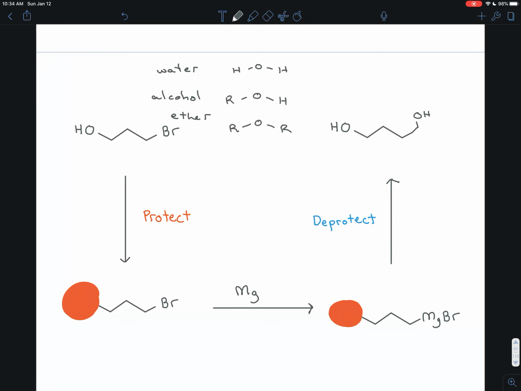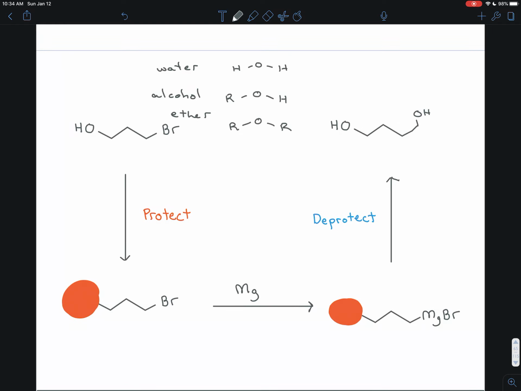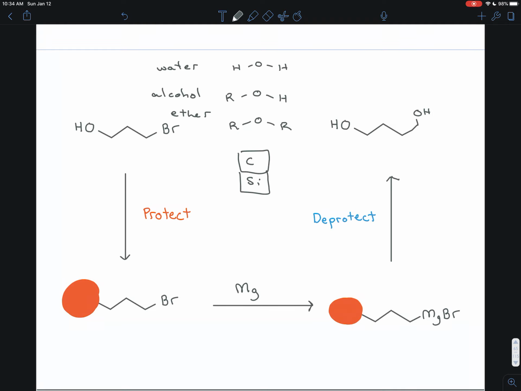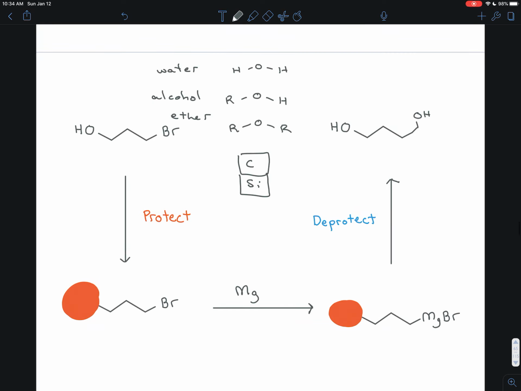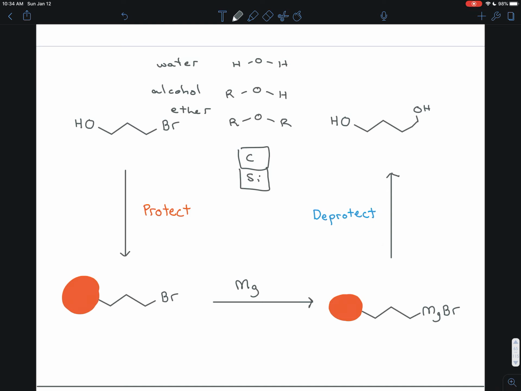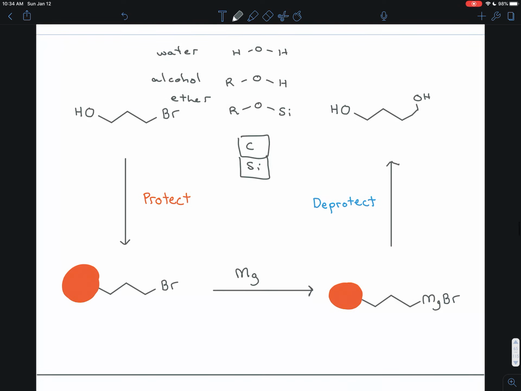So instead of using ethers with a carbon, we're going to make ethers that are a little easier to break. We're going to make ethers with the element that's immediately below carbon on the periodic table. That's silicon. So it'll have similar chemical properties, but it will be easier to break these silicon ethers. And so we can deprotect them more easily. We can put them on just as easily, but we can take them off more easily than we would be able to do with the carbon ether. So instead of having a carbon there, we'll have a silicon on one side, and that's silicon ether. Easier to deprotect.